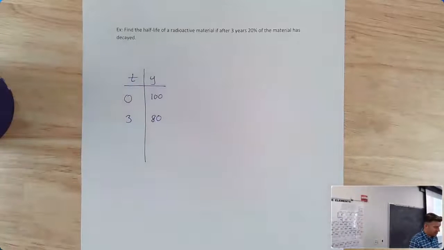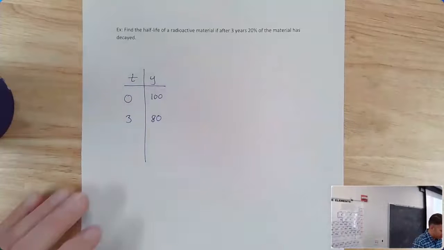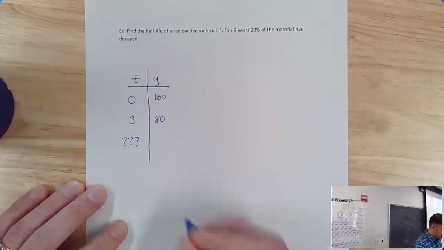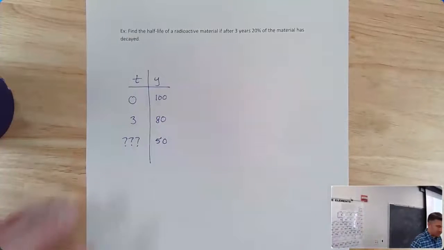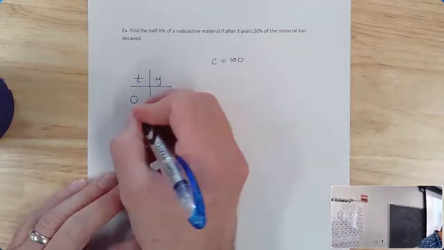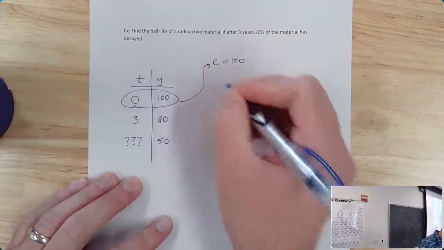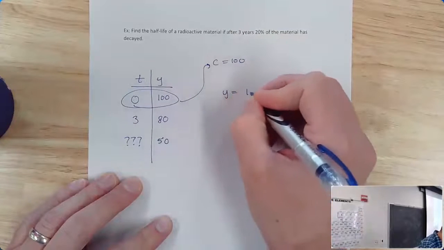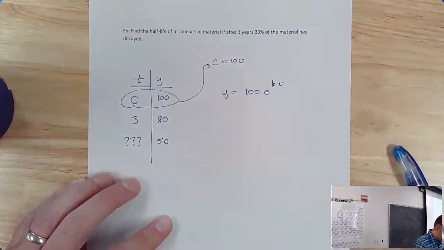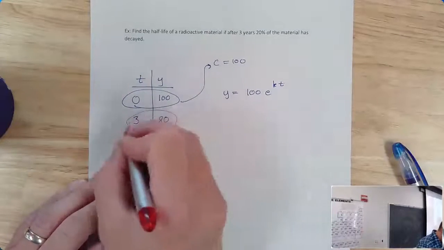And then they're asking me to find the half-life. So I want to know how long it takes until I'm left with half of what I started with, which is 50. Okay, so usual process. We know we're going to get C equal to 100 because of this first thing here. And then we have y equal to 100 e to the kt. We're going to use our second data point to find k.